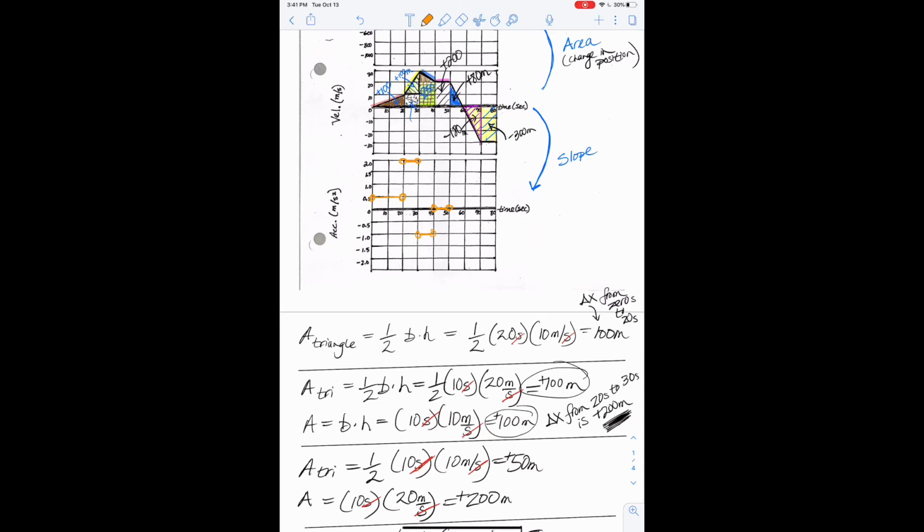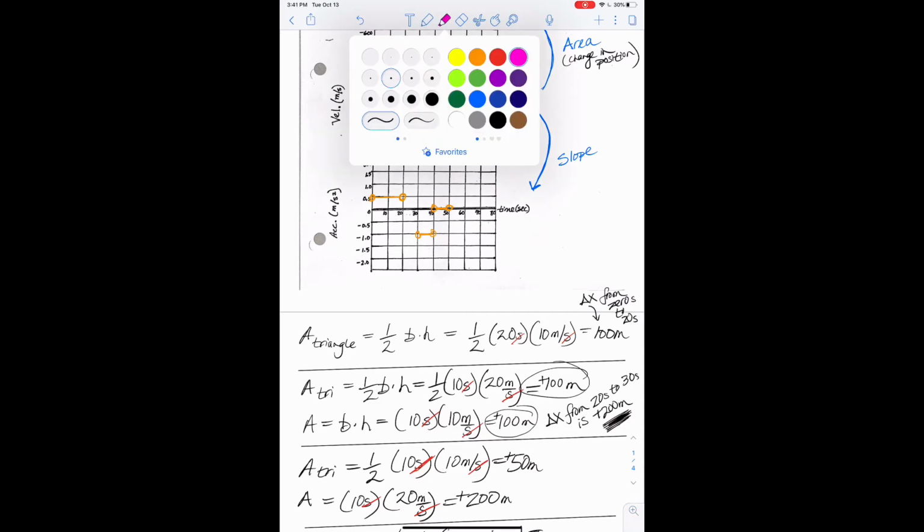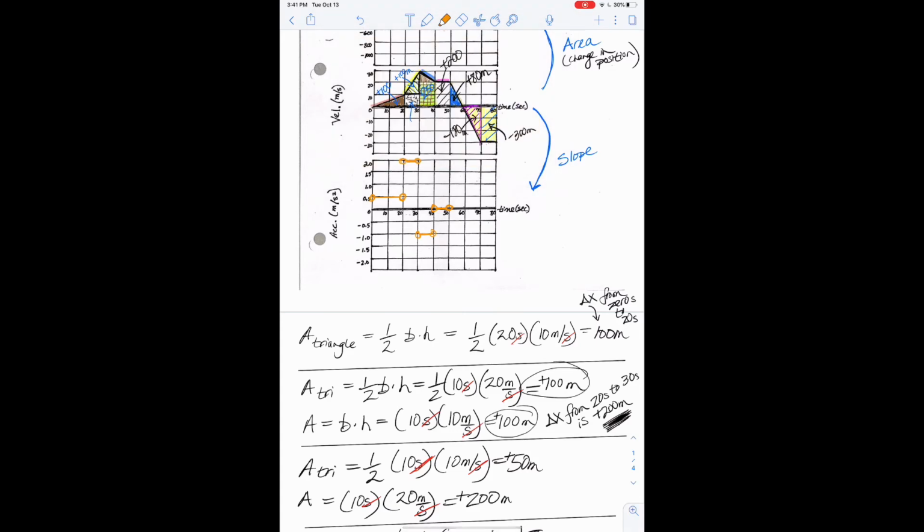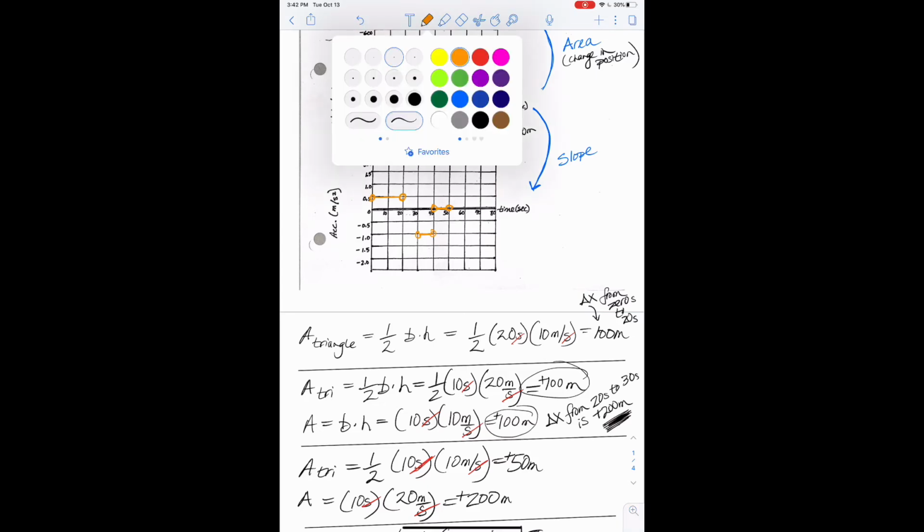Okay. Now, the next one's a little trickier, right? We'll go with orange here. So this orange slope right here, we're actually going to use all of that. And you might say, well, it drops below 0. Doesn't matter. It's a negative slope the whole way. It's a constant negative slope. Let's go ahead and find that total slope from 50 to 70 seconds, and this deals with that obnoxious 58 seconds in there too. So let's go ahead and calculate this.